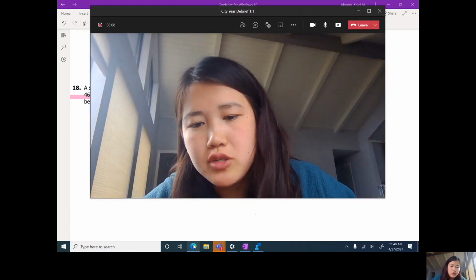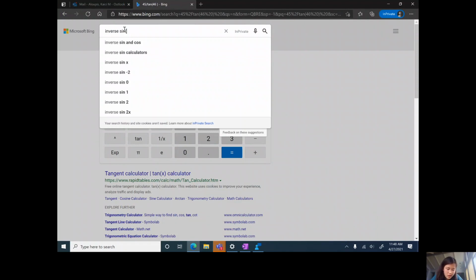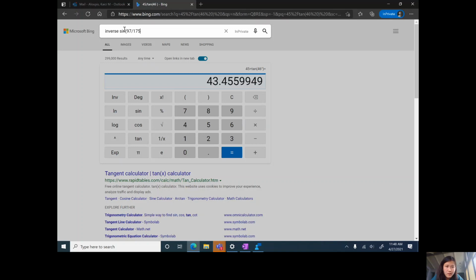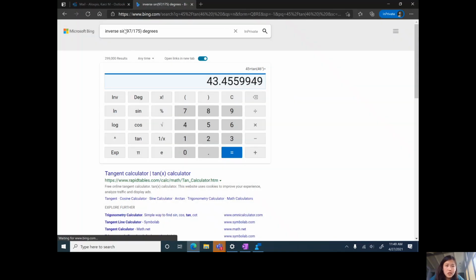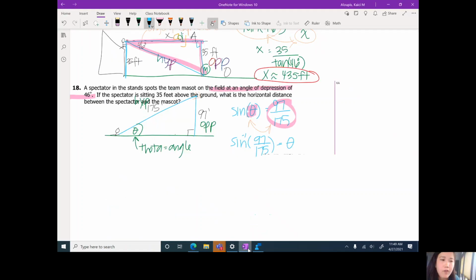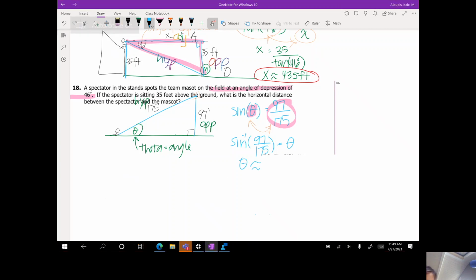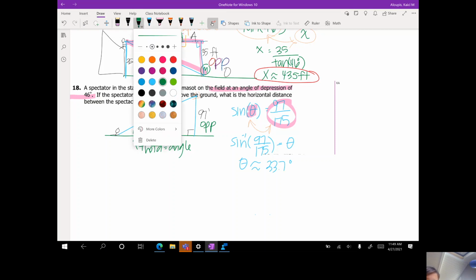That's the angle. And I'll show you again right here on the search engine, 97 divided by 175. Remember, we want this in degrees. There we go, approximately 33.7. So right here, theta is about 33.7 degrees.